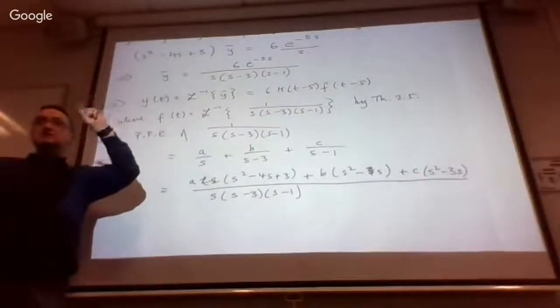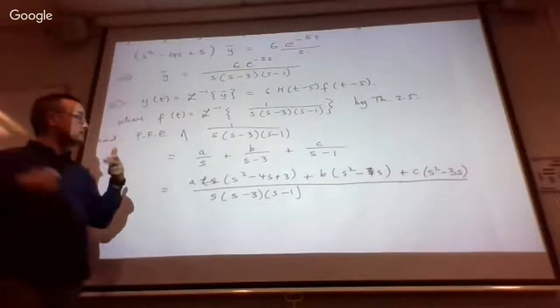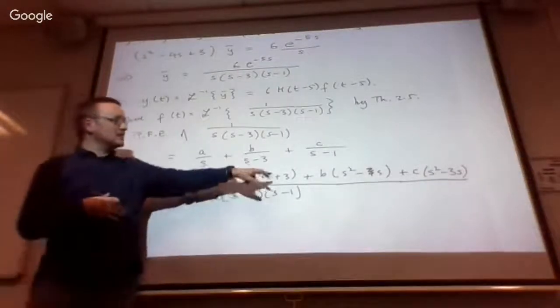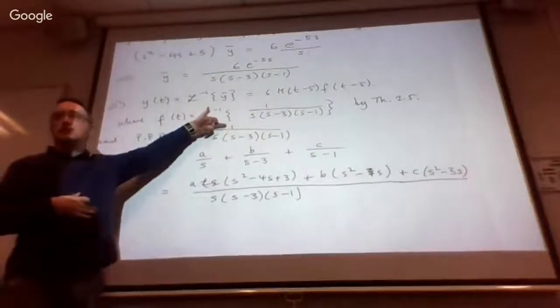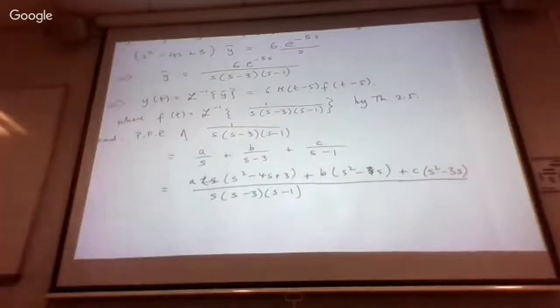Different looking fractions can be equal, but if they've got the same denominator, they must have the same numerator if they're going to be equal. This is a polynomial in s. That's a rather simple polynomial in s. The only way they can be equal is if their corresponding coefficients are the same.